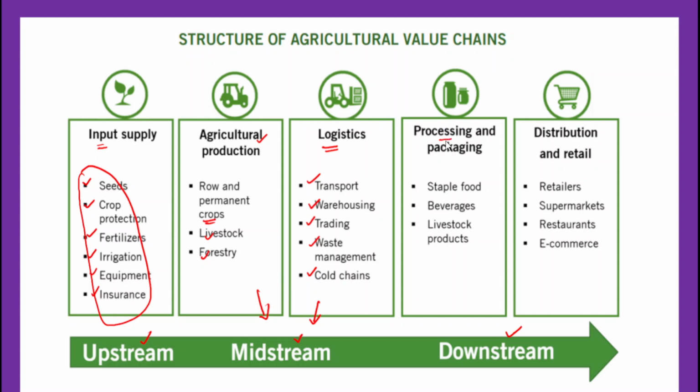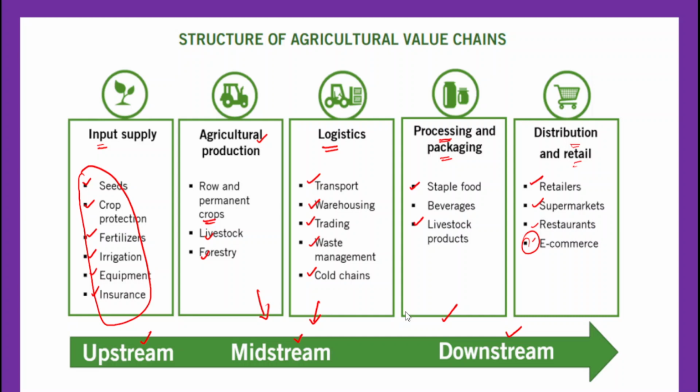So after that we have to talk about the processing and packaging of the agriculture produce. In this we need to talk about the staple food, beverages and the livestock products. So they are part of the downstream of the agriculture value chain. And the final stage of the agriculture value chain involves distribution and retail. Okay, so this involves retailers, supermarkets, restaurants and e-commerce. So this is very important for the mains examination. So you get a basic idea about what constitutes upstream and what constitutes downstream and midstream.